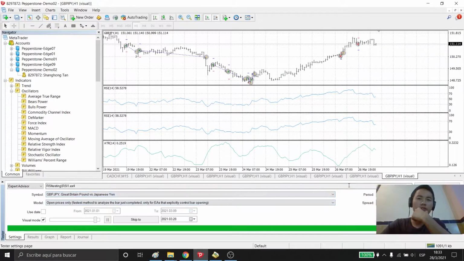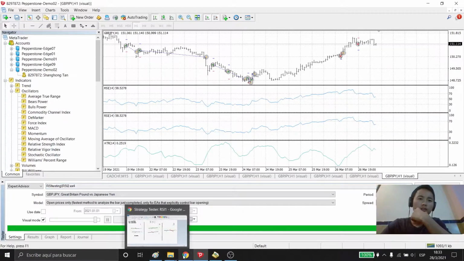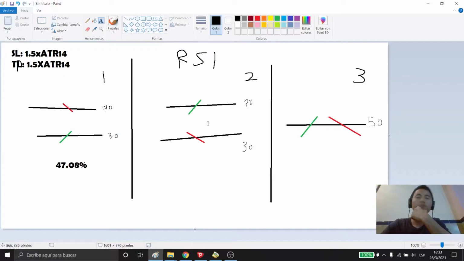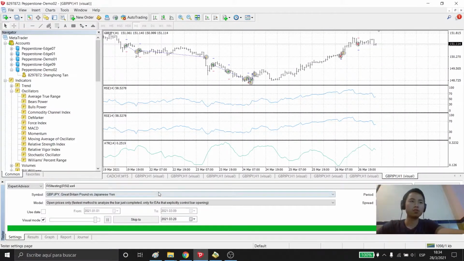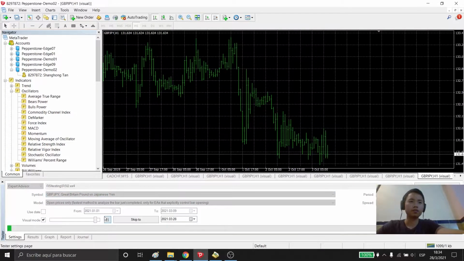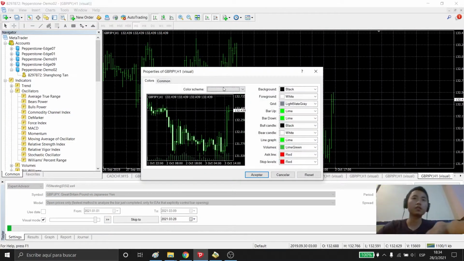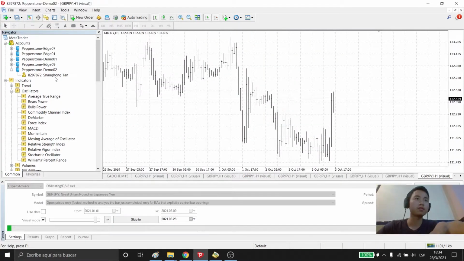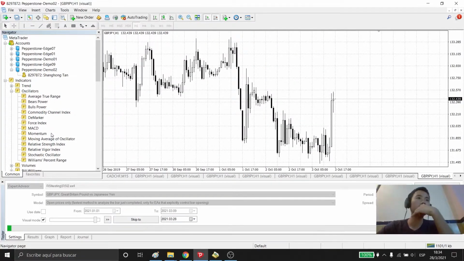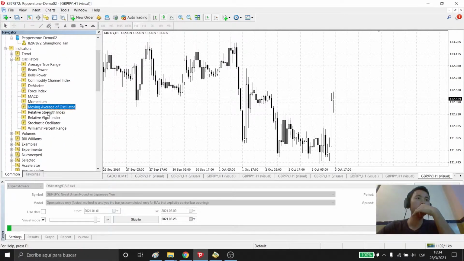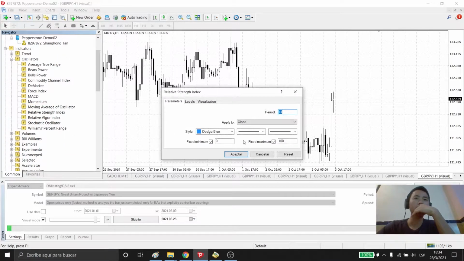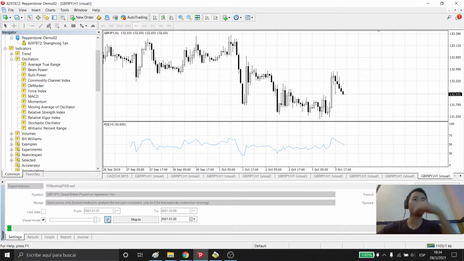Let's see the second type of use of RSI. Basically, when we close above the 70 level, we buy, and when we close below the 30 level, we sell. So let's start. And so, RSI.